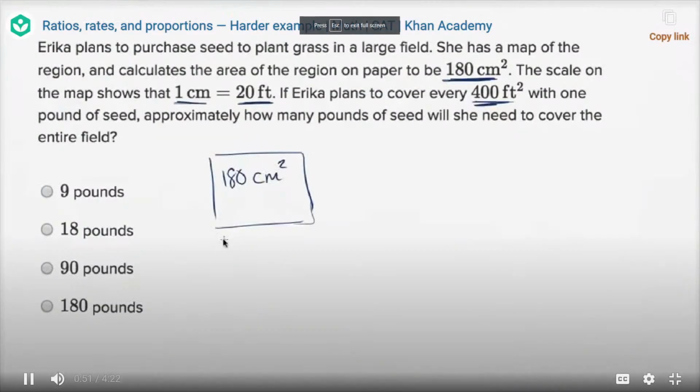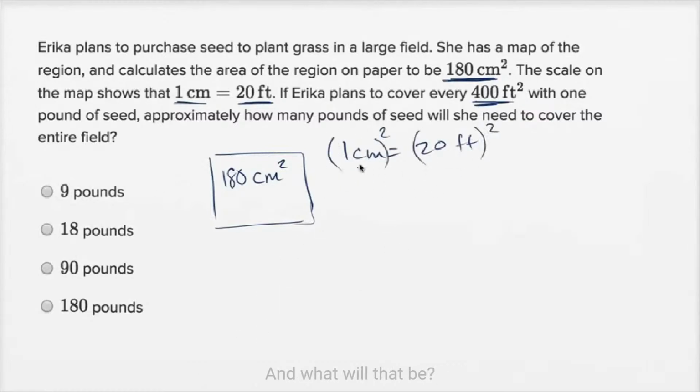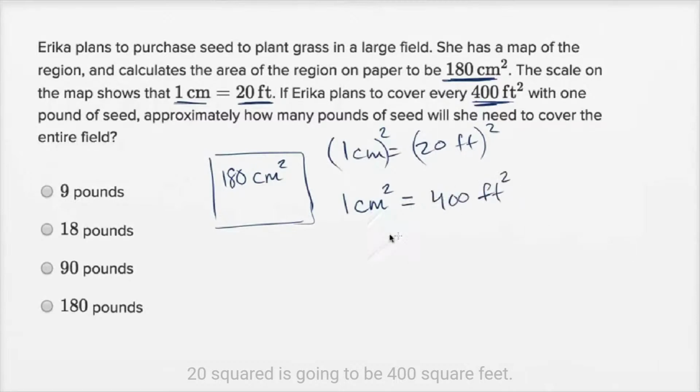180 square centimeters, and they tell us that 1 centimeter is equal to 20 feet. But if this is square centimeters, then we want to convert this to square feet. So if 1 centimeter is equal to 20 feet, to figure out the conversion from square centimeters to square feet, we could just square both sides of this. 1 squared is still 1, but now we have 1 centimeter squared, and this is going to be equal to 20 squared, which is 400 square feet. So 1 square centimeter on this map is equal to 400 square feet.